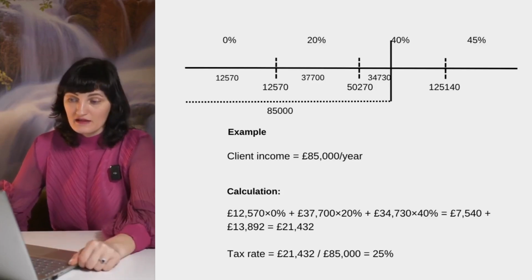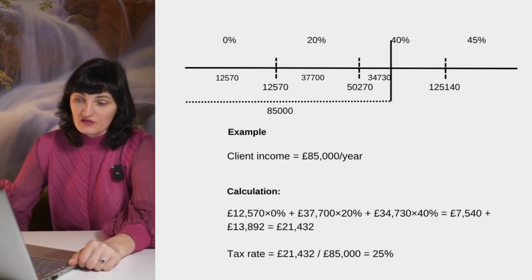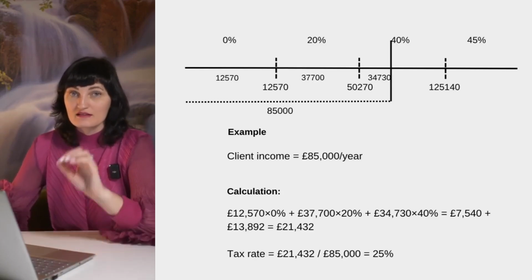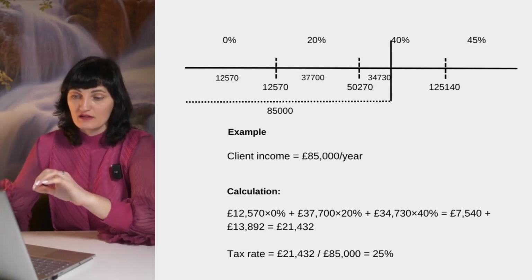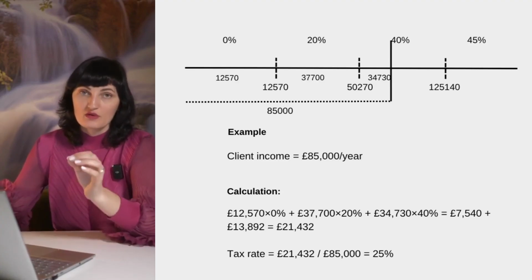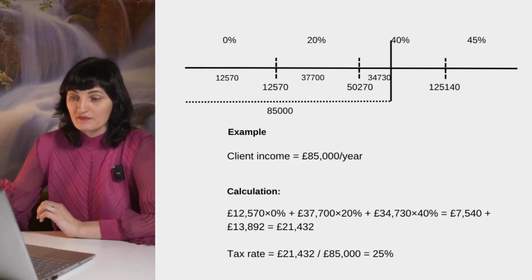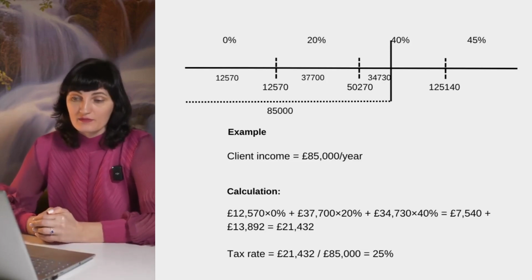and get the total sum of tax that must be paid in this declaration. That's £21,432, which is approximately, if you calculate the average tax rate, 25% of the total profit for such an entrepreneur. Let's look at another example.